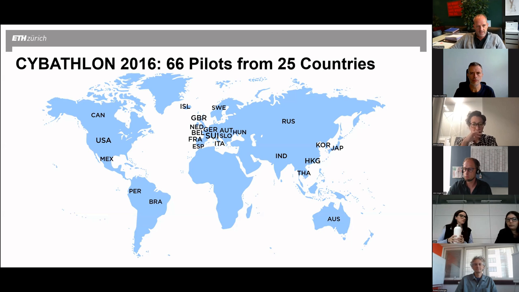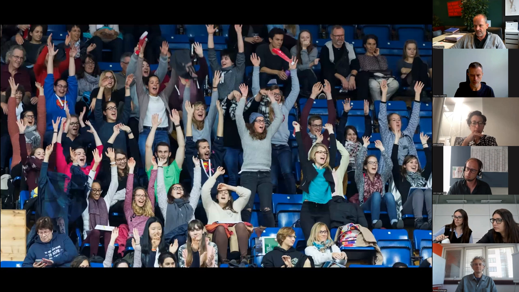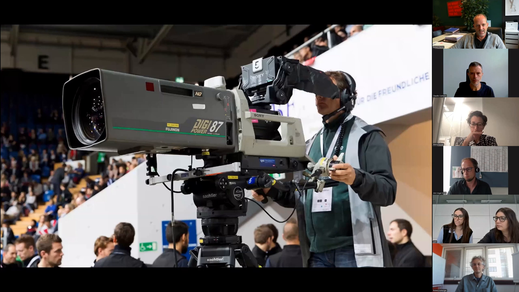At that Cybathlon, we had 66 pilots. Actually, there were 70 pilots coming, but not all of them were qualified for the races. They were from 25 different countries. We had the sold-out stadium, amazing atmosphere. It's really worth coming to the stadium, even if you're not a team member. The atmosphere is amazing. It's really fun to watch these races.